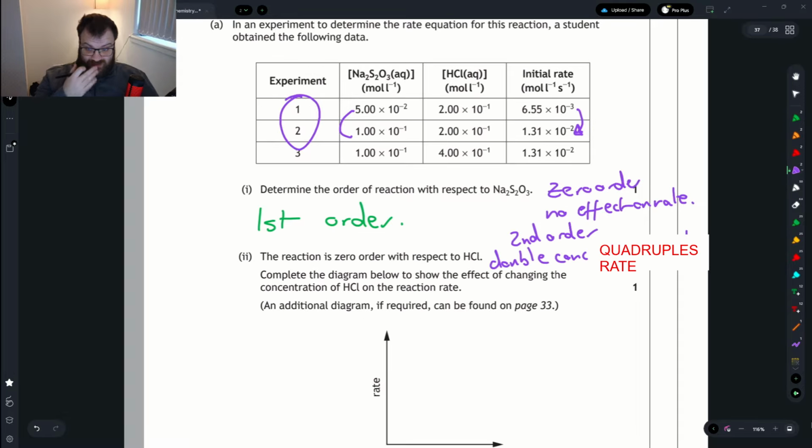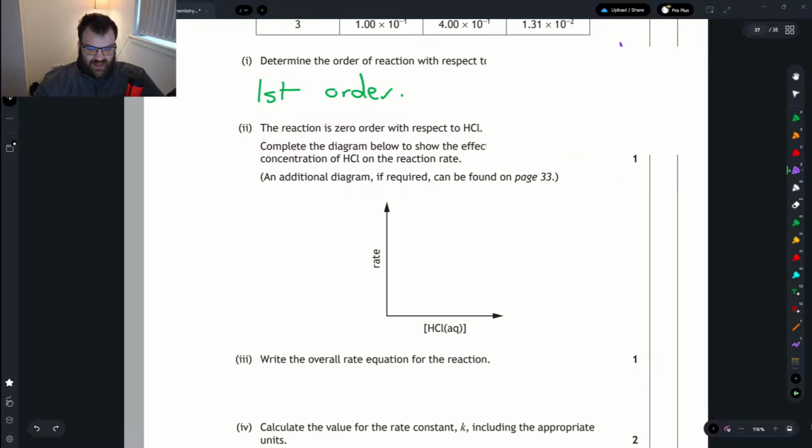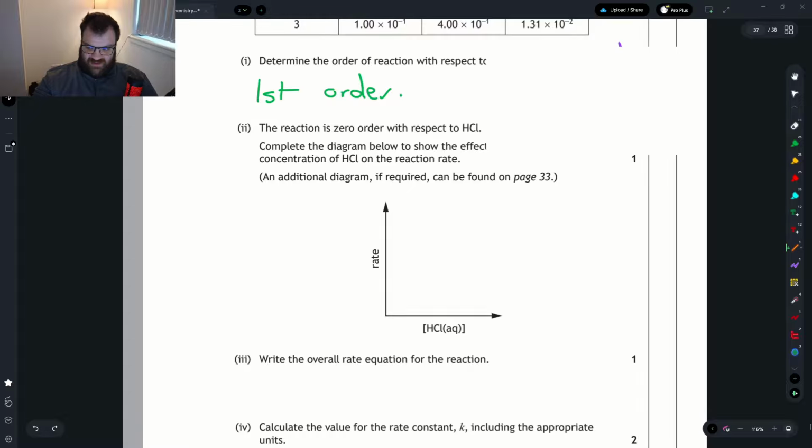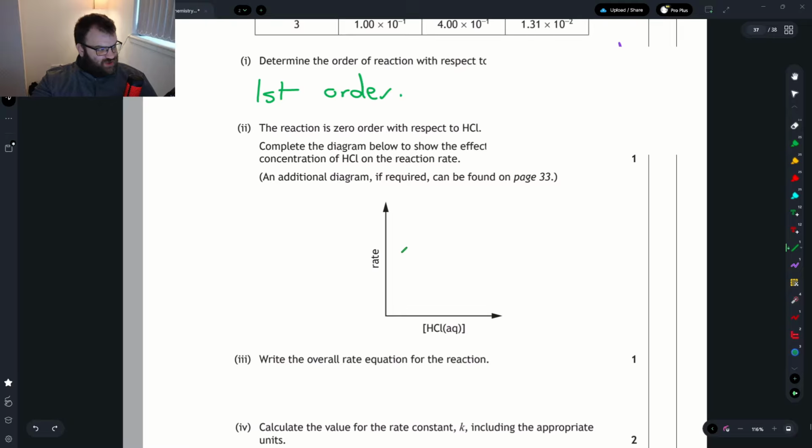Zero order with respect to HCl. We can actually see that by, if you compare experiments 2 and experiments 3, as you double the concentration, nothing happens to the rate. So that's backing up what I said. If it's zero order, the rate is not affected by the concentration. So we're wanting just a flat line coming across. I think it could be kind of anywhere just above halfway line. It's not changing at all. That would be our answer for that one.